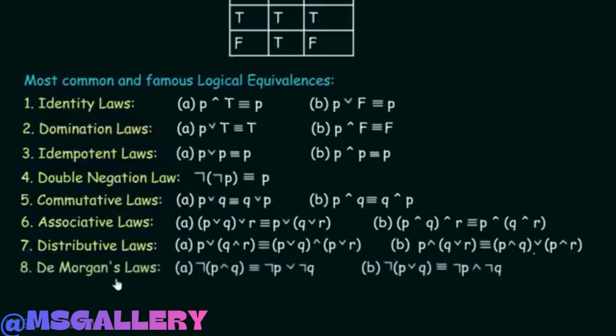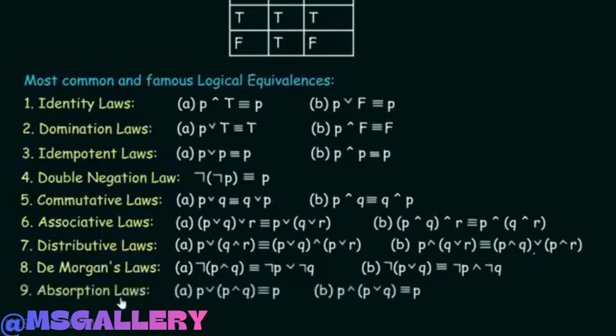The eighth one is De Morgan's laws. Not of P and Q. This not will go inside, change the conjunction to disjunction and negate both these propositions. This will be equivalent to not P or not Q. Similarly, this will happen for the disjunction as well. This negation negates both the propositions as well as changes this disjunction to conjunction. That is not P and not Q.